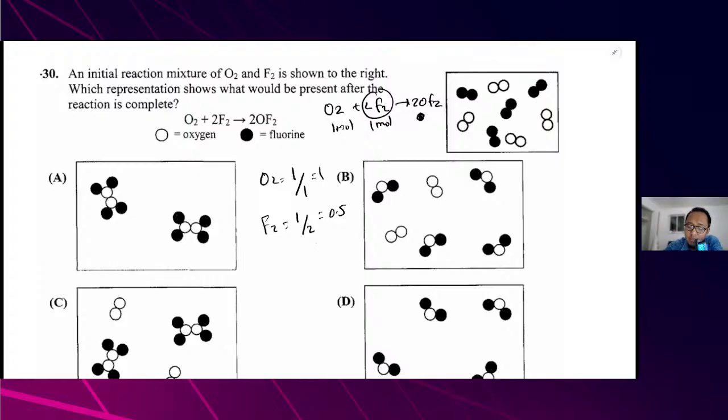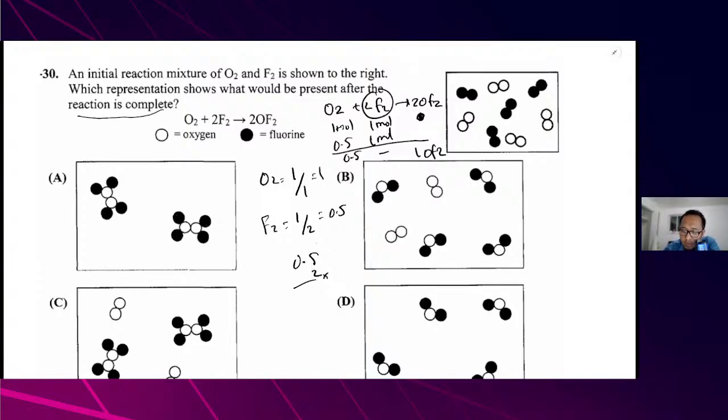Okay, so over here we have the excess O2. This one is 0.5, so it will be 0.5 for the excess oxygen, like half, right? And then for F2 it will be 0, and for OF2 it will be 0.5 times 2, so it will be 1 OF2. Which representation shows what will be present after the reaction is complete?